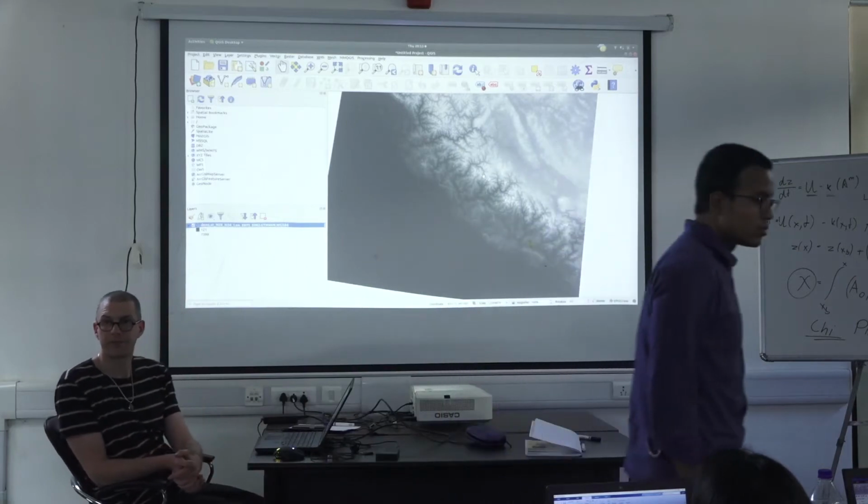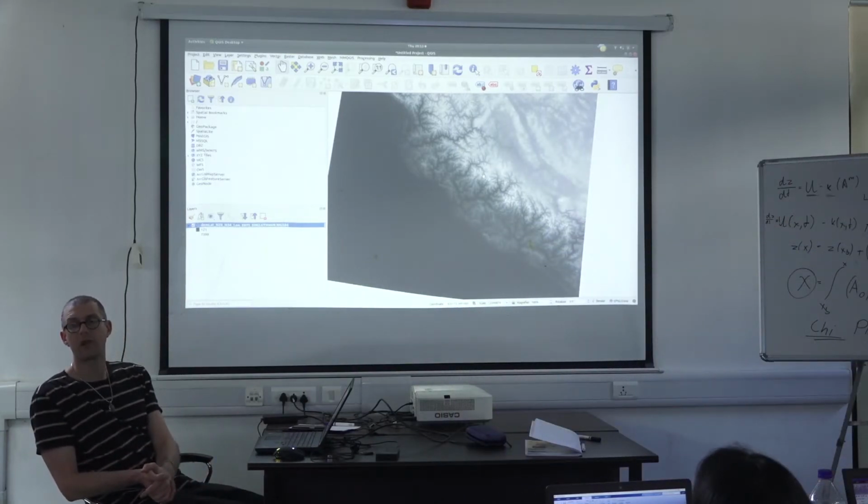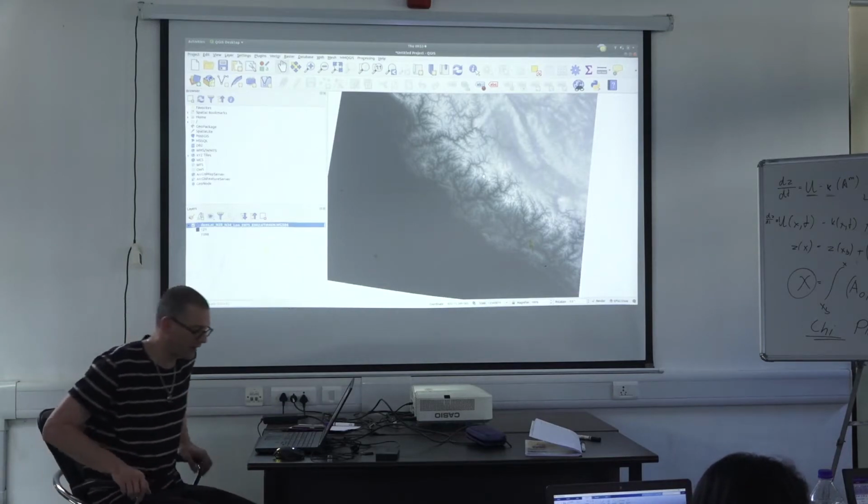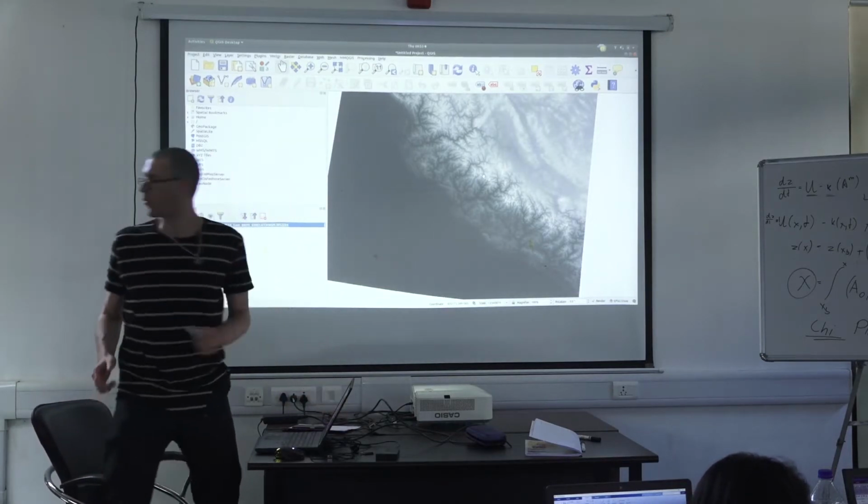What is the criteria you're taking for plotting the main trunk? How are you defining that this is the main trunk? The longest stream. But there are streams which can be longest. There's only one longest stream. Okay. There has to be one longest stream.